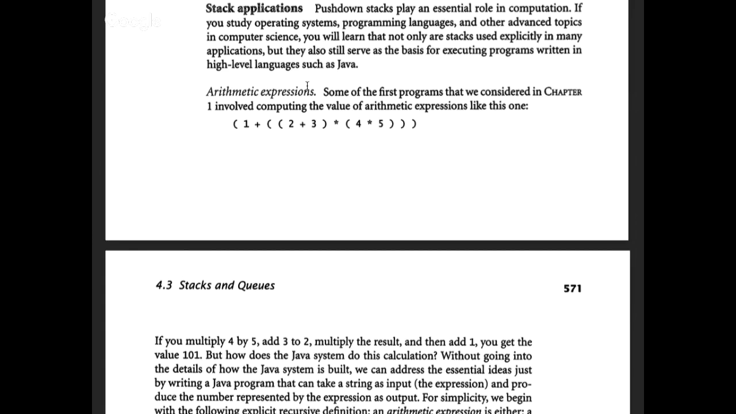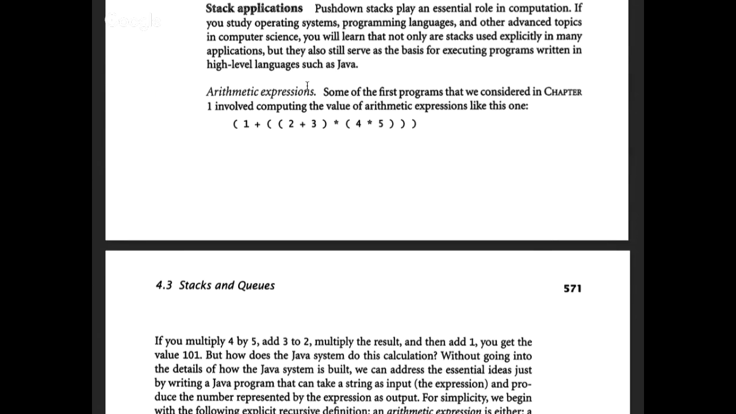How does the computer know that the multiplication must happen first and the addition must happen second? Well, it knows because we code it to know that. But how does it actually do that? If it's reading an expression from left to right, how does it know that it needs to wait when it sees the plus sign? It needs to wait until it's seen the multiplication. How does it do that? And the answer is it uses a stack.